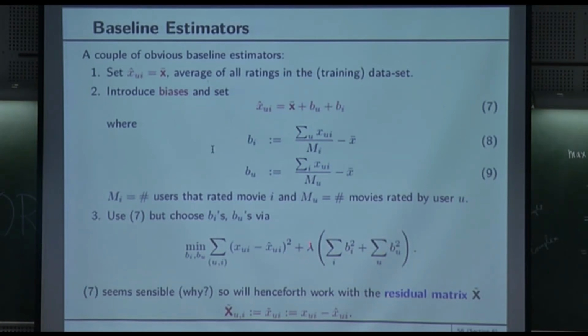What does putting this lambda do? This is again done in order to make sure that I don't overfit within the training set. I don't want to find biases that fit too well within the training set, such that the test set performance becomes worse.